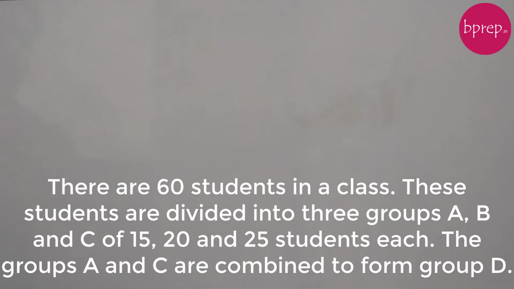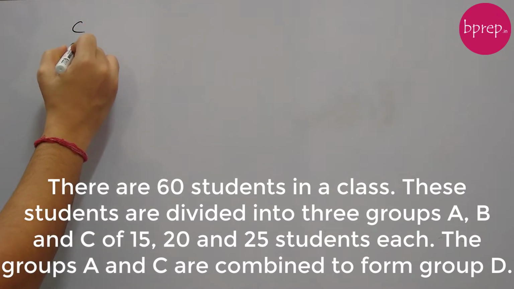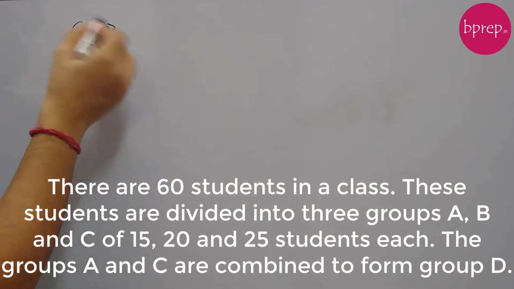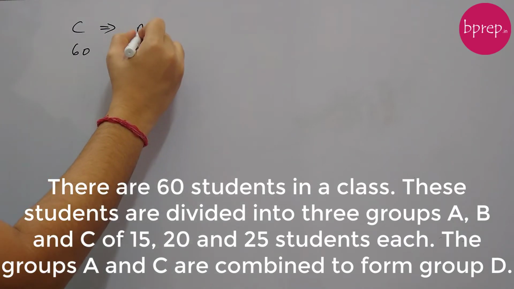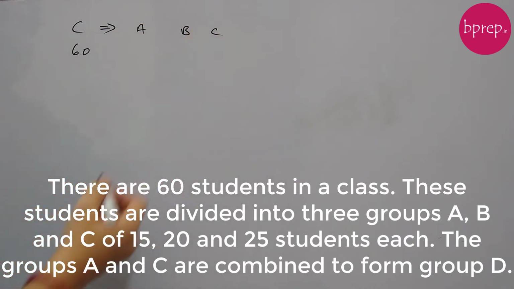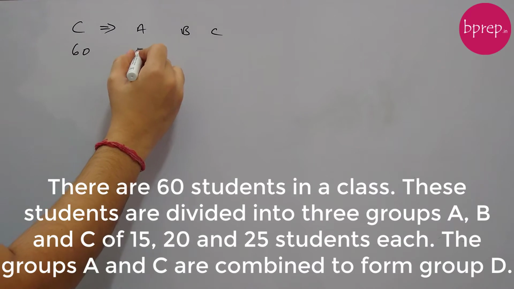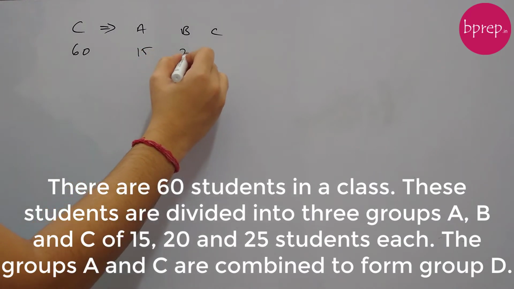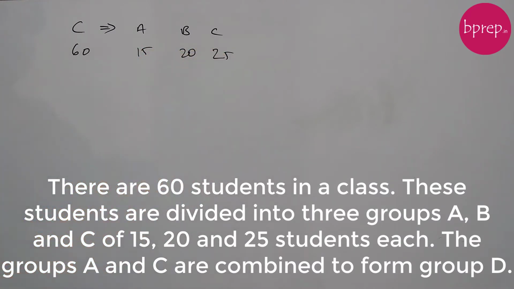We have a piece of information given here, and based on that information we need to answer three questions. There are 60 students in a class. These students are divided into three groups A, B and C of 15, 20 and 25 each. So A group has 15 students, B has 20 and C has 25 students.